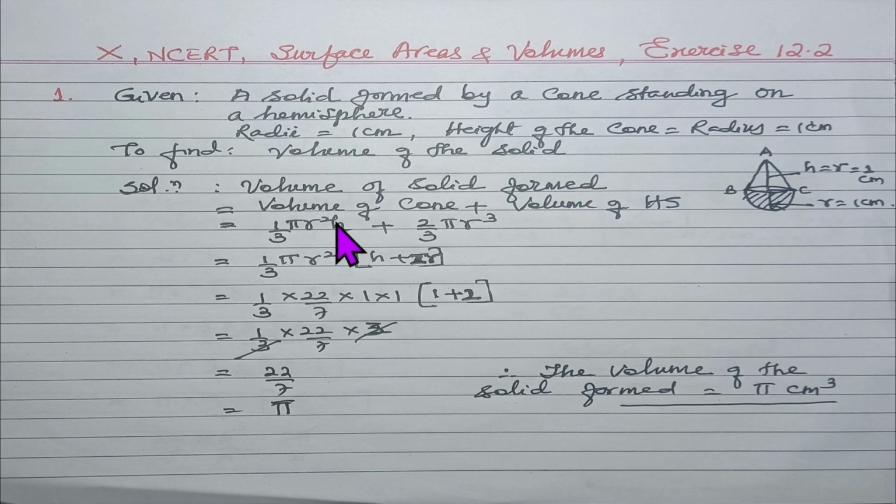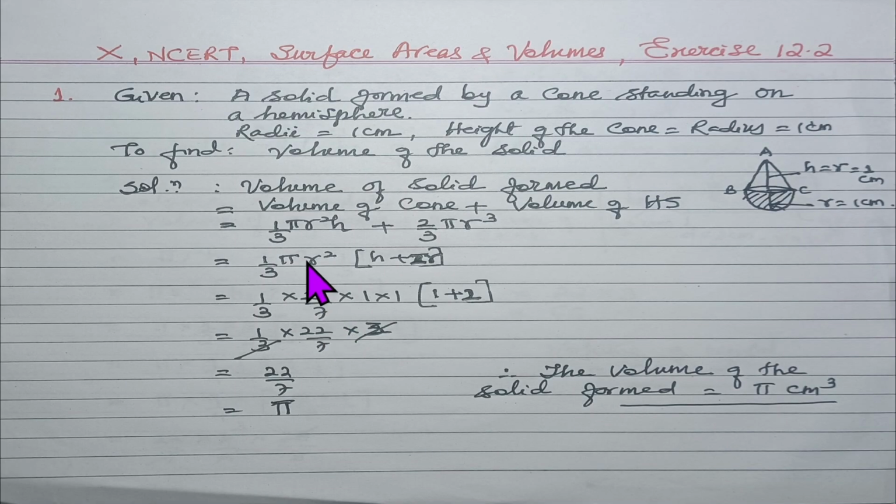The volume of the solid formed will be equal to the volume of the cone plus the volume of the hemisphere. So it's a combination of solid figures. So we'll have to find the volume of the first, that is the hemisphere, and then add it to the volume of the cone. Now we know the formula: the volume of cone is 1 by 3 pi r square h and the volume of hemisphere is 2 by 3 pi r cube. Here r is the same, therefore we can take 1 by 3 pi r square as common, and in the bracket we can put h plus 2r.